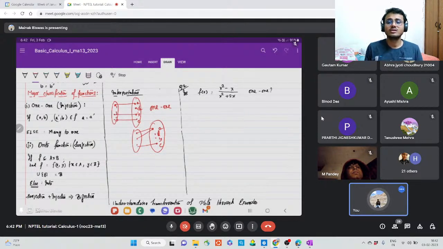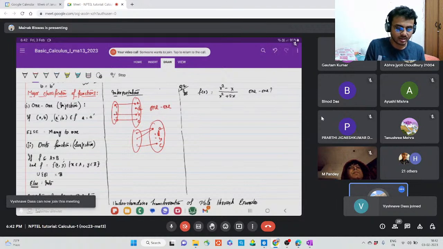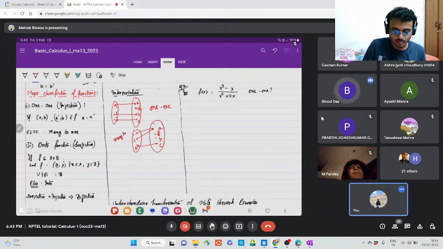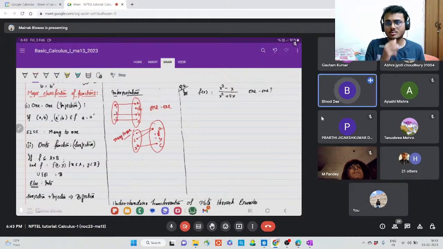What is the second one? I see people not responding as much. So, 1-1 and many-to-1. You see many elements in the domain set. You have 1 and 2 both pointing to A. So this is known as a many-to-1 function. Sir, actually, I am not getting it. That's why I did not respond.